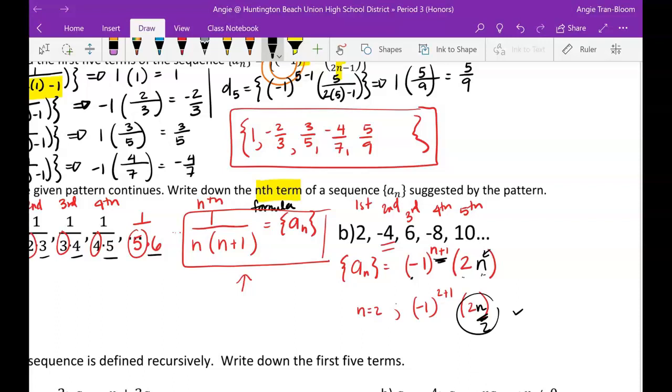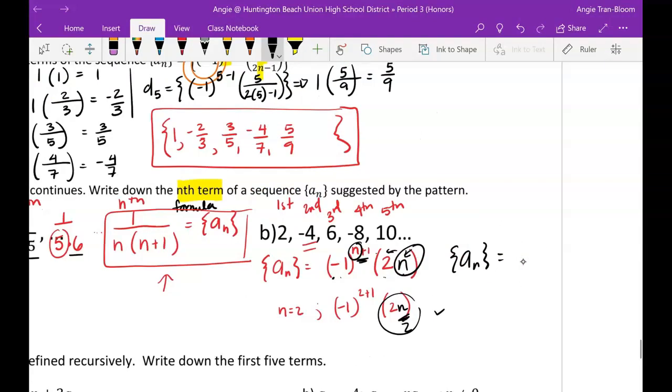But don't stop there. Make sure you check all of these, see if it works. When n is 3, third term, 3 plus 1 is 4, negative 1 to the fourth is positive. At least that works, right? And then 3 times 2 is 6. Yay! Then we test negative 8, to see if we come out negative 8 for the fourth term. N is 4, definitely negative, so that's a good sign. 4 times 2 is 8. So guess what? It's working. So I should box this up as my final answer: negative 1 to the n plus 1 times 2n.